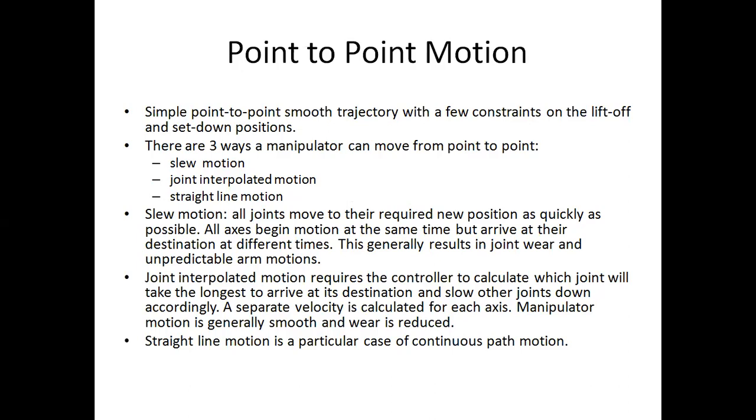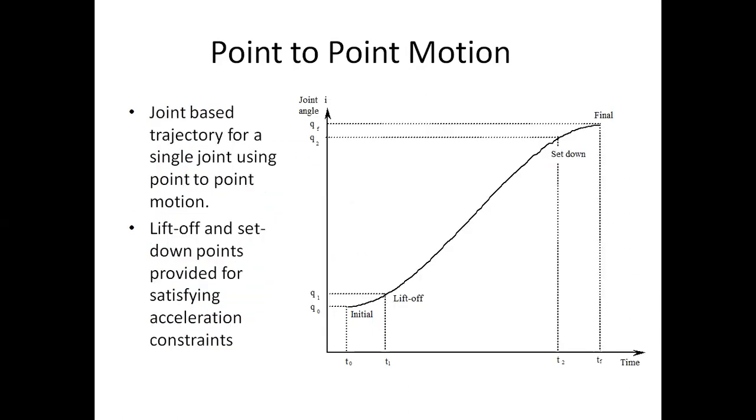In slew motion, all joints move to the required end position as quickly as possible. All axes begin motion at the same time but arrive at the destination at different times. So this generally results in jerky and unpredictable arm motions. Whereas in the case of joint interpolated motions, it requires the controller to calculate which joint will take the longest to arrive at the destination and slow other joints down accordingly. A separate velocity will be calculated for each axis, and the manipulator motion is generally smooth and the wear will be reduced over time. Whereas a straight line motion is a particular case of continuous path motions.